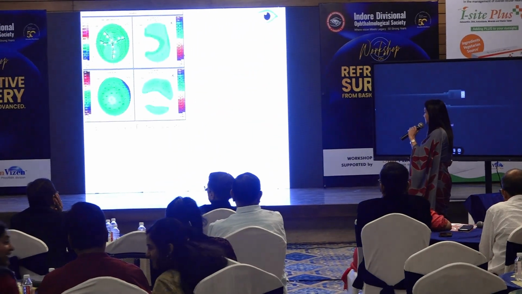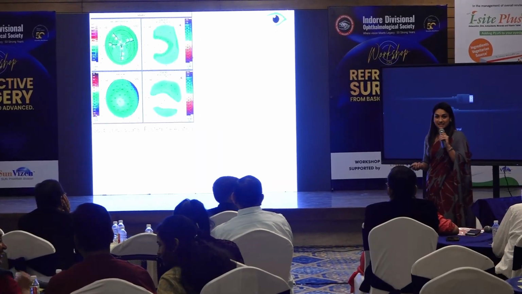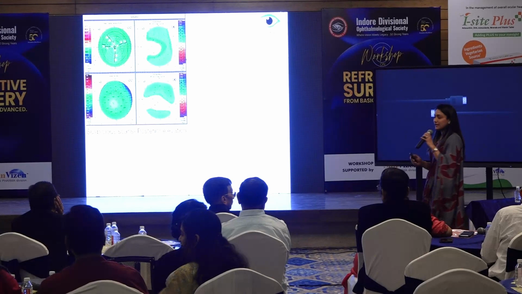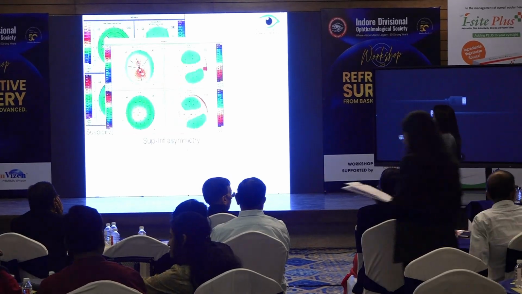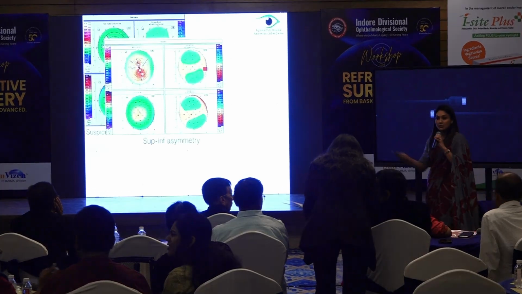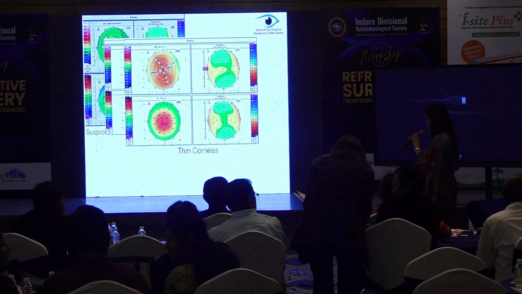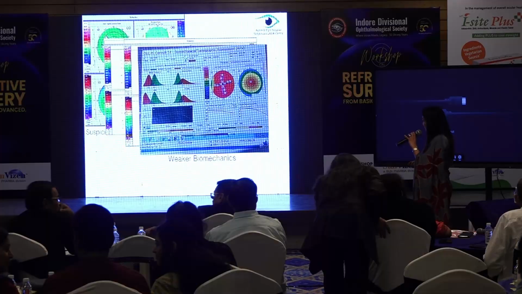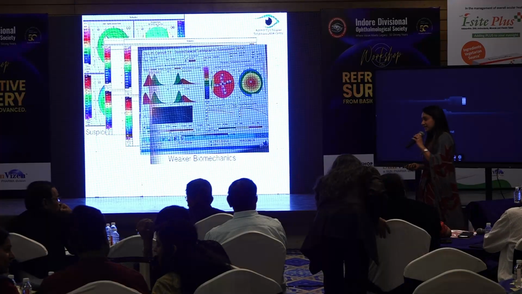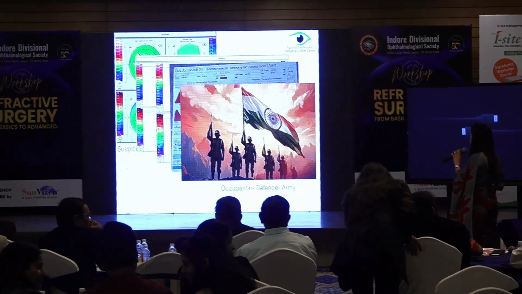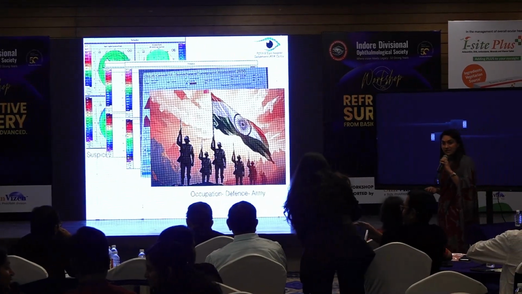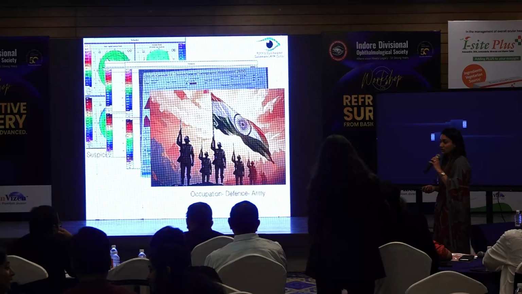Usually in our clinical practice, we do see suspicious scans, where we can see a little FFKC, posterior elevation or superior inferior asymmetry, where the pachymetry is a little decentered, thin corneas. There are cases which have weaker biomechanics, or patients whose occupation demands it, like defense, they want to join defense. So that's where you don't want to make a cut on the cornea.